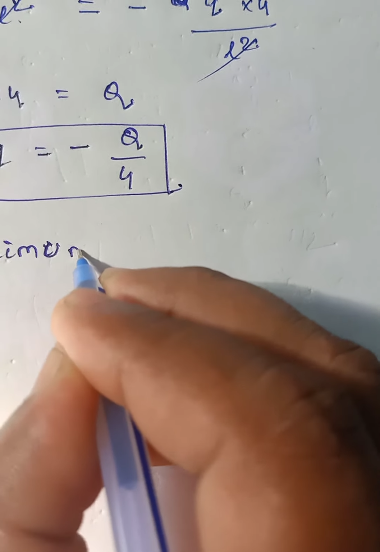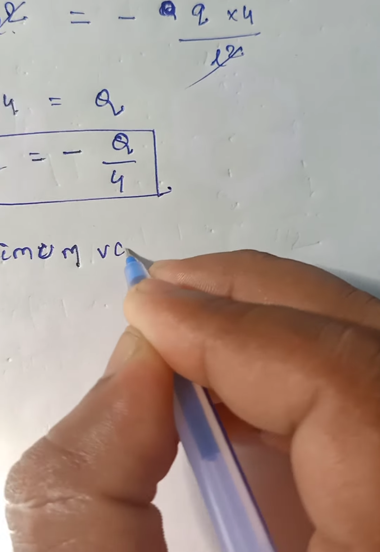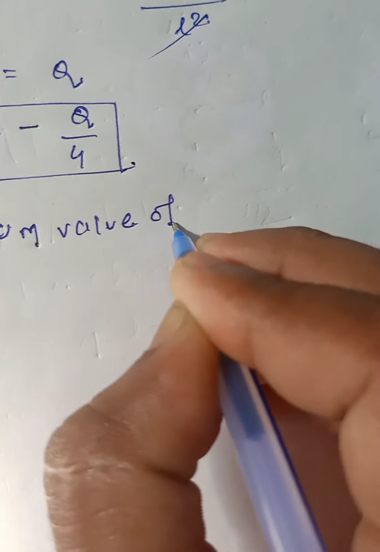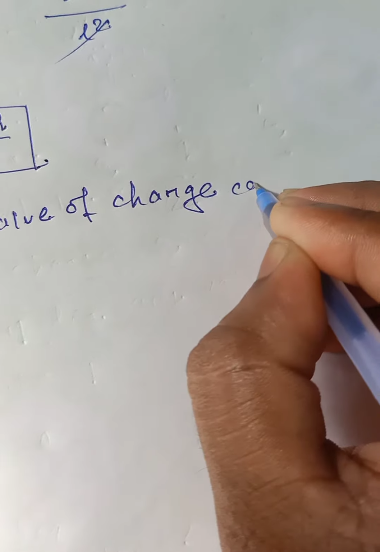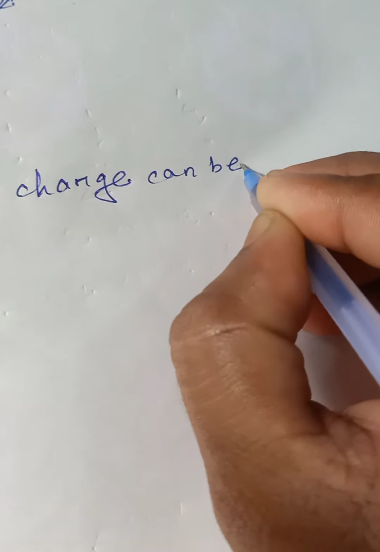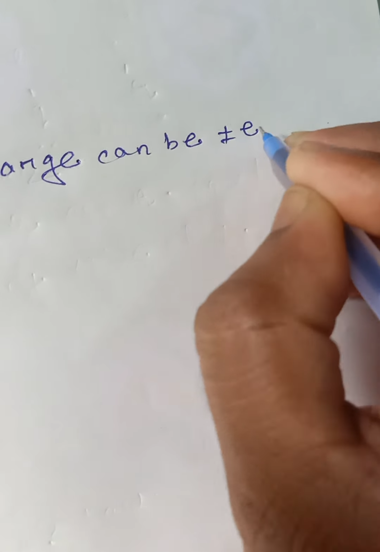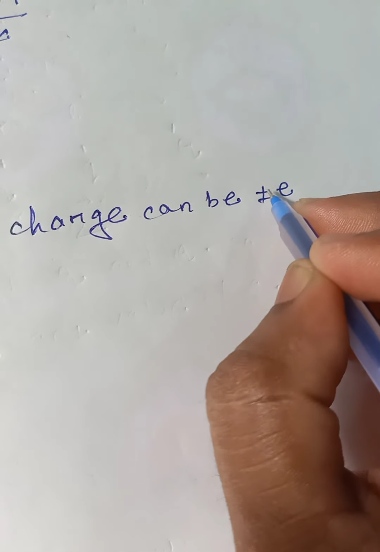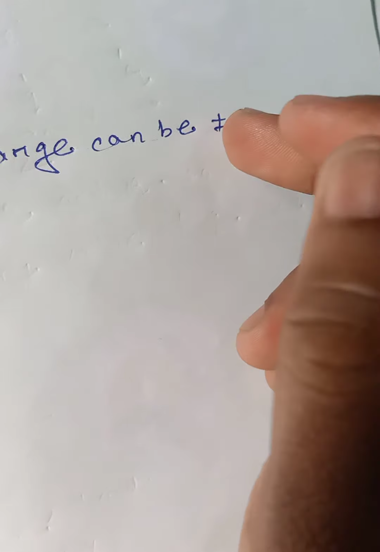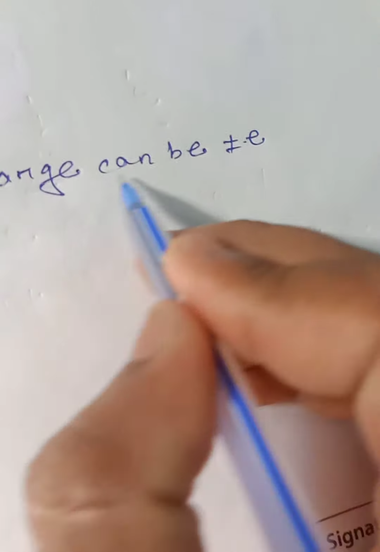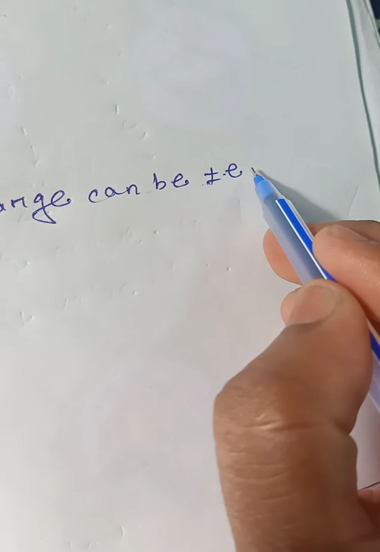The minimum value of charge can be plus or minus e. Yes or no? Can be plus or minus e. That means the minimum charge must be 1 e. The maximum is infinity. That means the minimum value of charge can be plus or minus e.